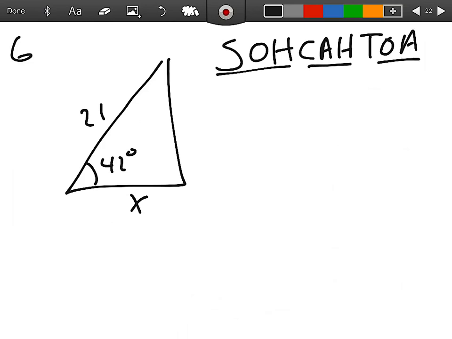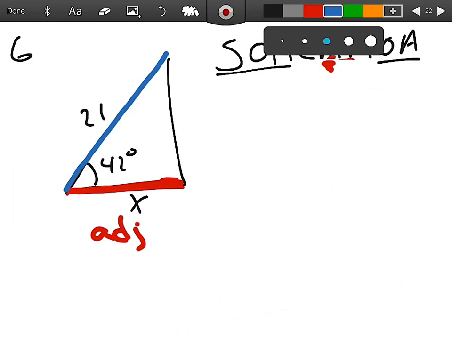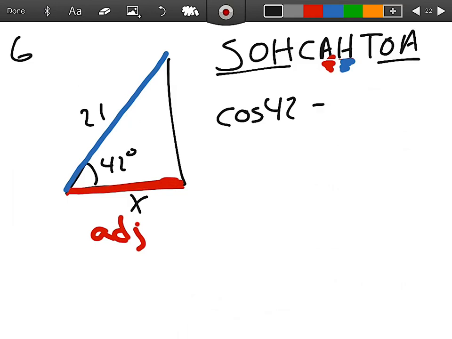You would write SOHCAHTOA. So to find x, the angle is 42, x is my adjacent side, and I also have my hypotenuse here. So you can see that I'm using my adjacent because I have the A of the CAH and I have the H. If I have A and H, I need to use a cosine function. So I use cosine of 42 degrees is equal to adjacent over hypotenuse, which in this case is x over 21.